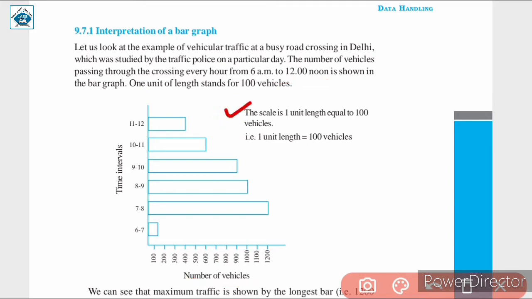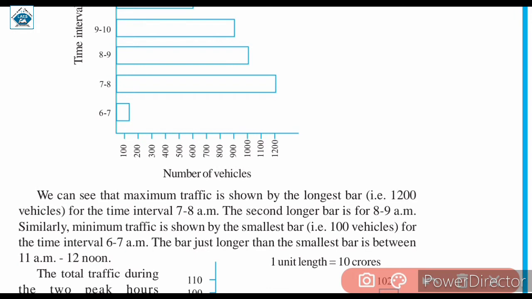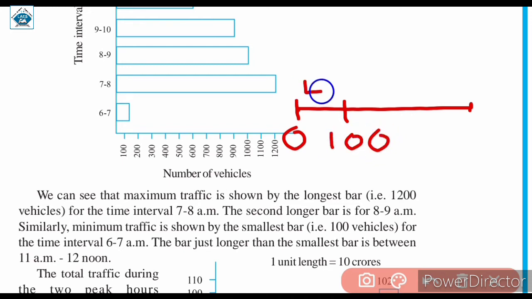The scale is 1 unit length equal to 100 vehicles. That is, 1 unit length is equal to 100 vehicles is the scale. क्योंकि यहाँ पर जैसे हम लोग देख सकते हैं, here we have the number of vehicles और this is the horizontal line and here one division, ये जो division है ये 1 unit length है. तो if we start from 0, the next number we have is 100. That is, this 1 unit length जो है that represents 100 vehicles.